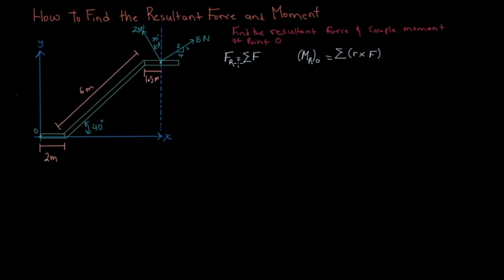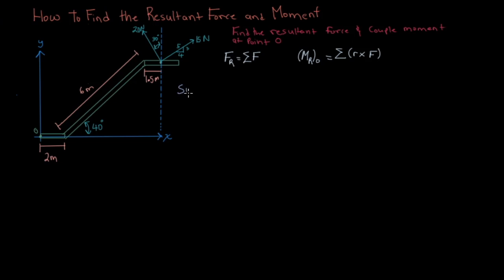We know that the resultant force is equal to the sum of forces, and we also know that the resultant moment about a point is equal to the sum of r cross F at that point, or the sum of the cross product of the perpendicular distance times the force. So let's start with the sum of forces first in our calculation.